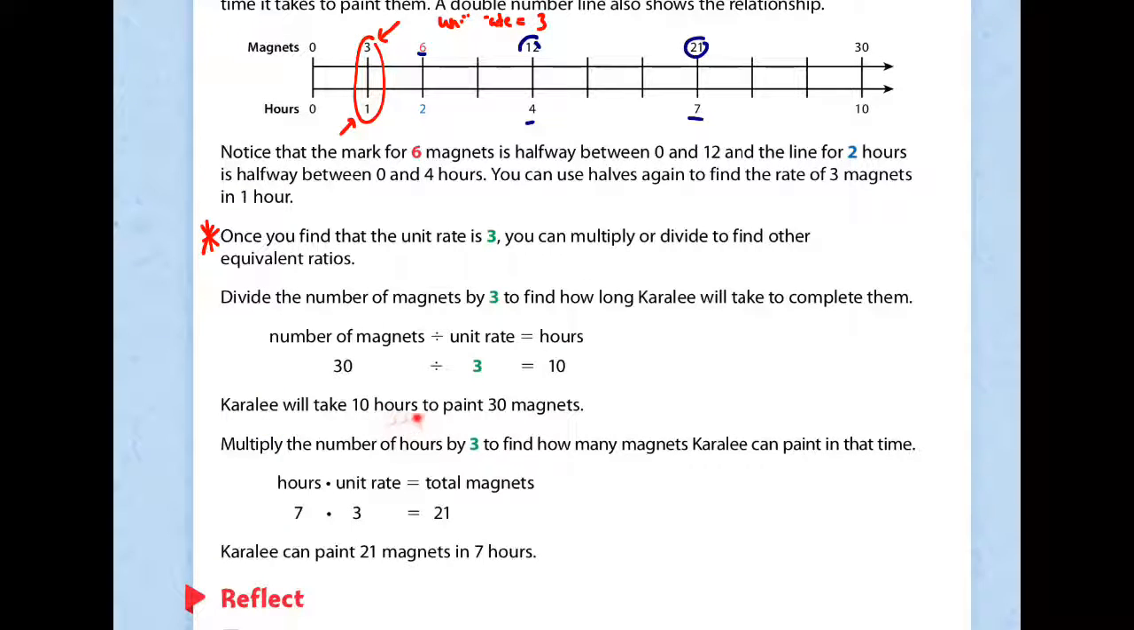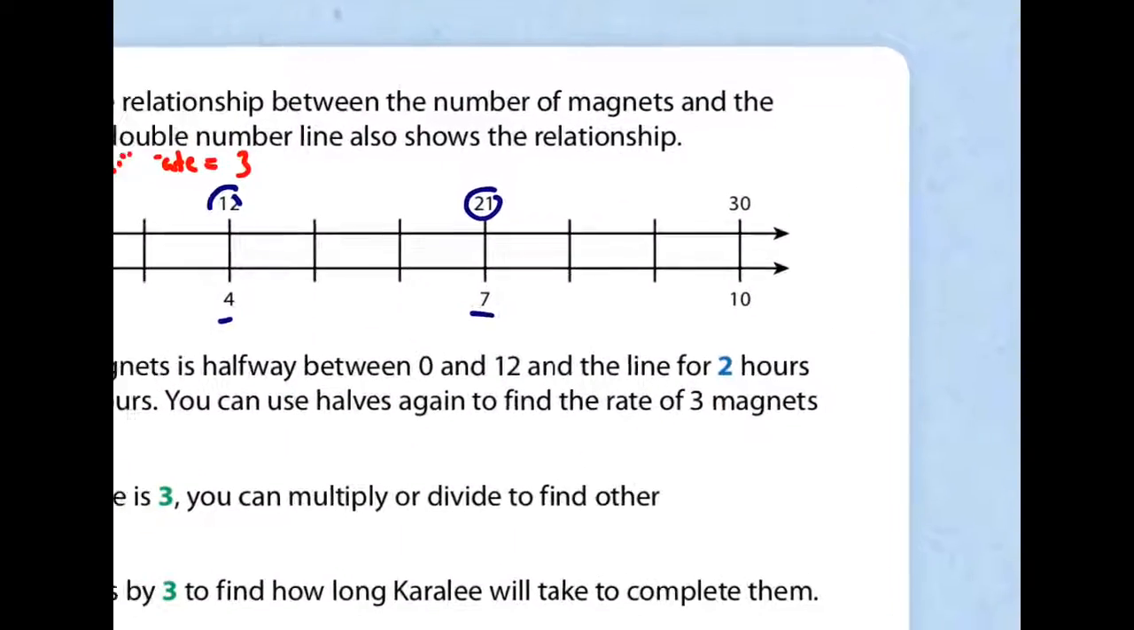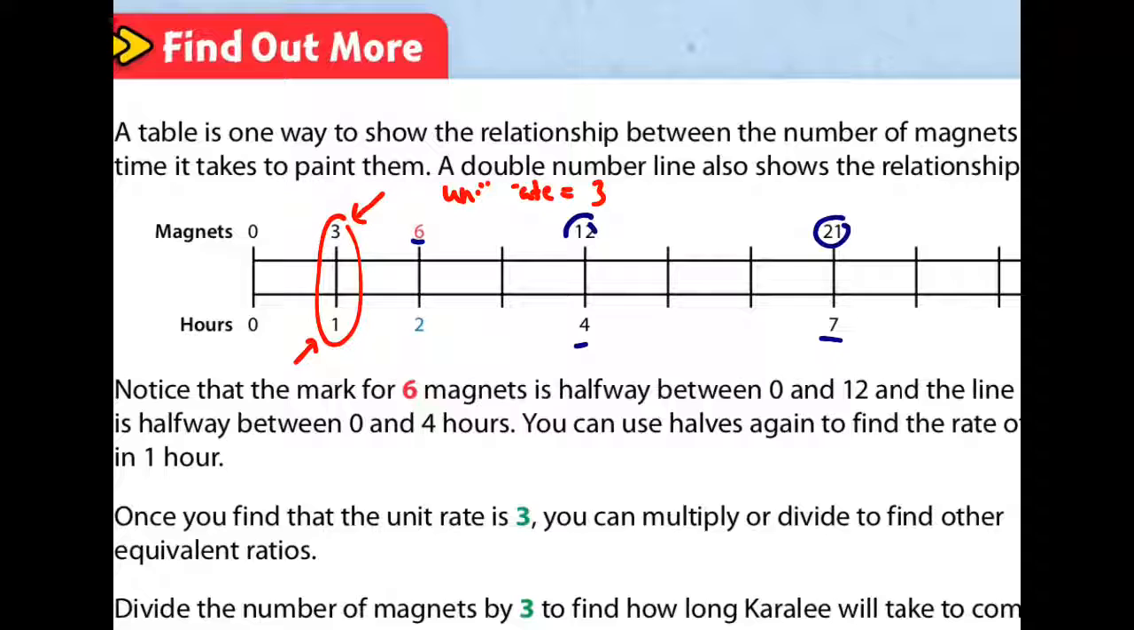Now, the other thing is, it says Carol Lee will take 10 hours to paint 30 magnets. You can also multiply the number of hours by 3 to find how many magnets she'll paint in that time. So, anywhere where you have the number of hours. Let's say here, so this is 2 and this is 4, right? So what's between 2 and 4? 3. So you just take the number of hours and multiply by the unit rate 3 to get the number of magnets. So what we want you to see is the relationship.